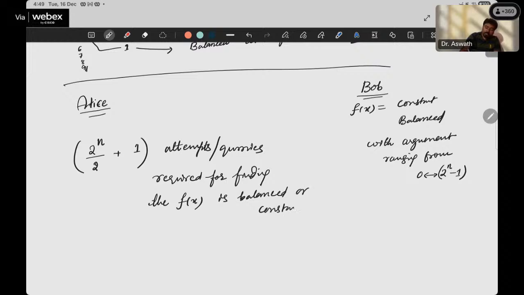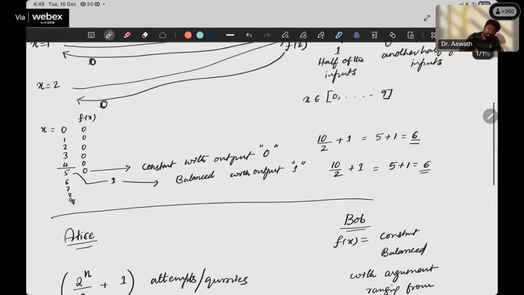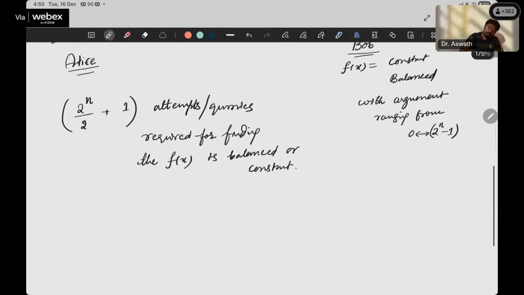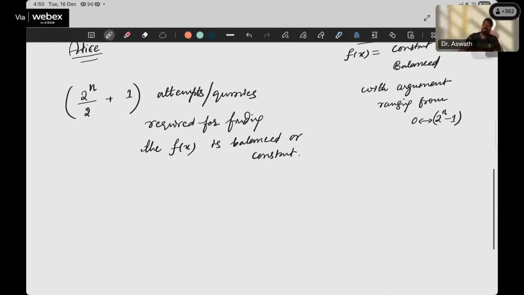You see, this is just an extension of the previous case. In the previous case, what is 2 to the power of n? 2 to the power of n is 10. So 2 to the power of n by 2 is just 10 by 2, which is 5. So 6 attempts are required in the previous case. Here in this case, it is 2 to the power of small n.